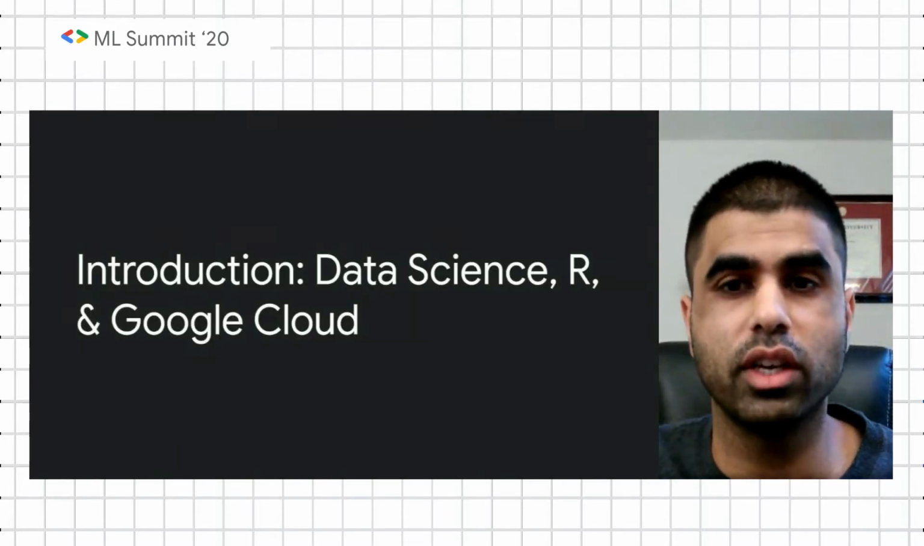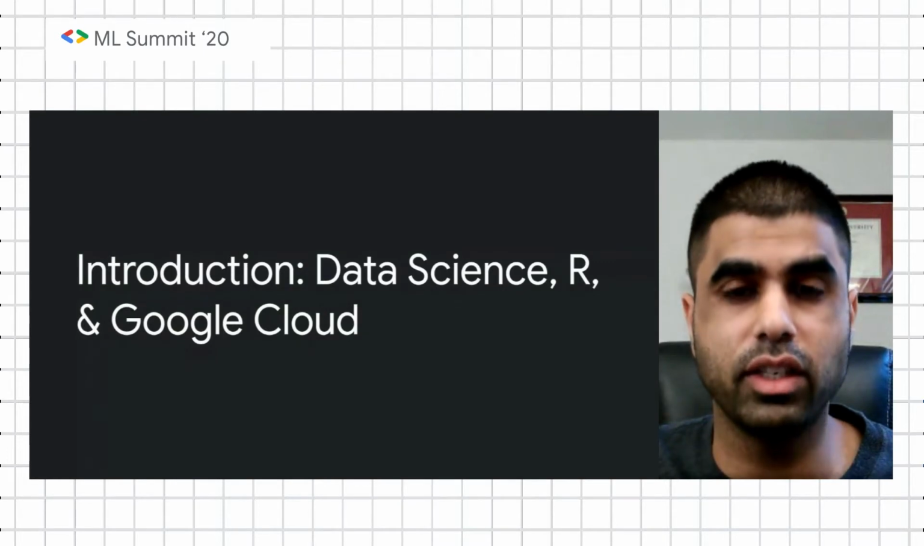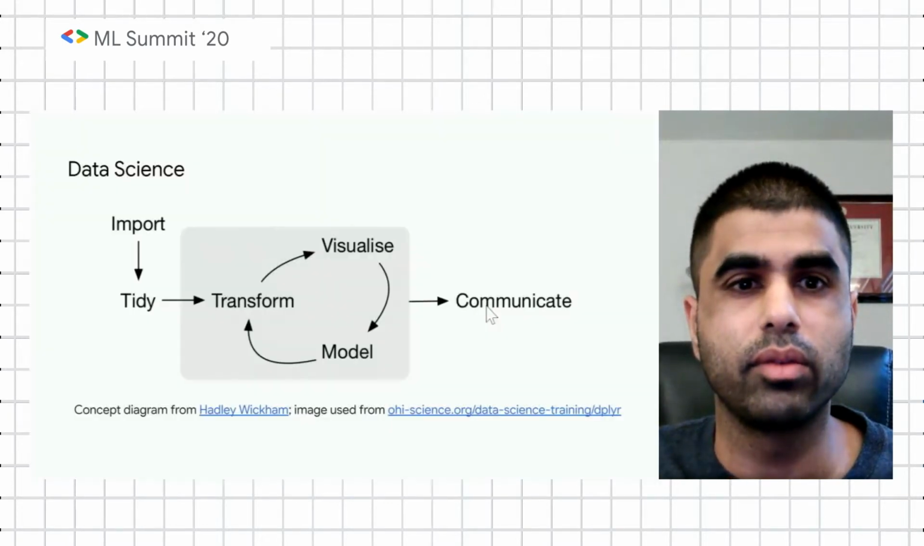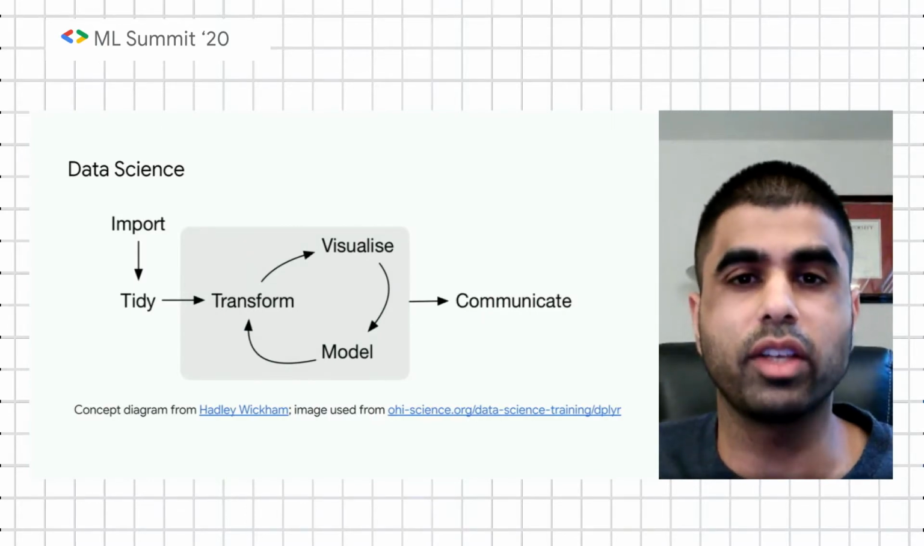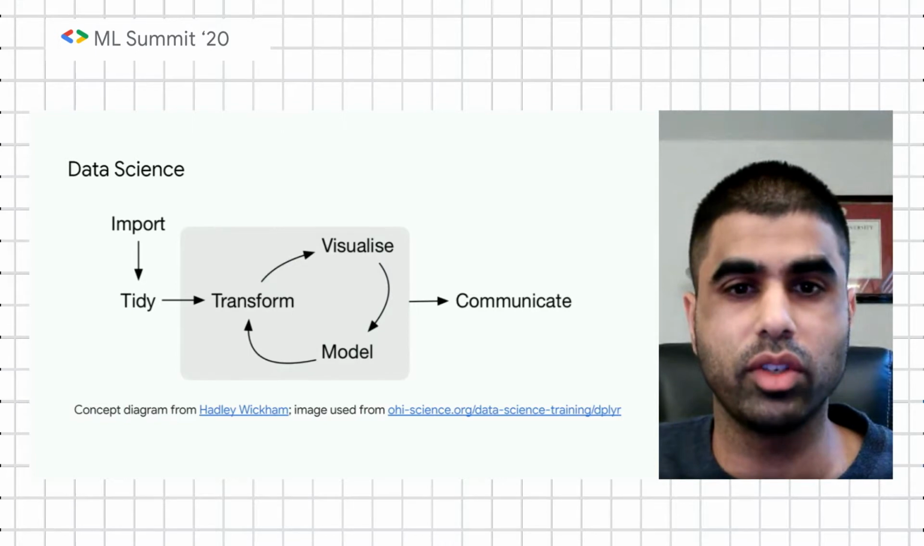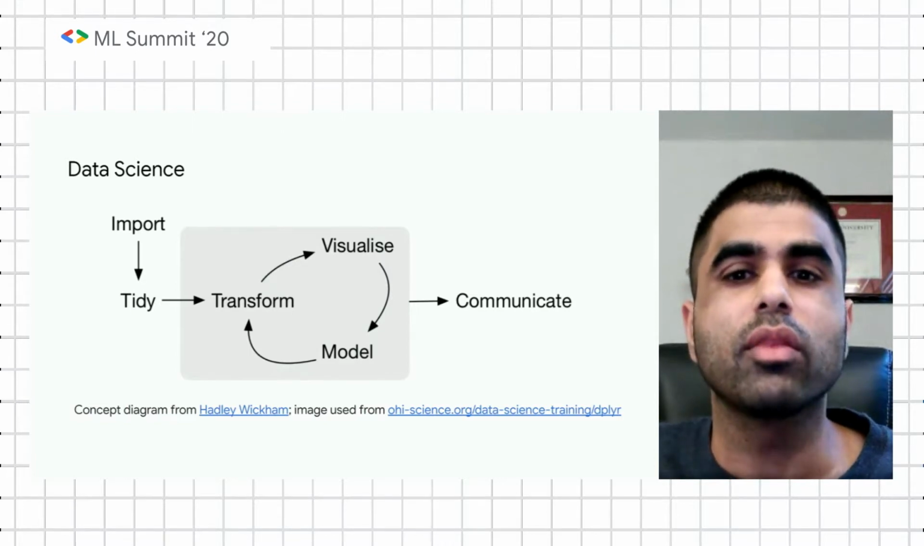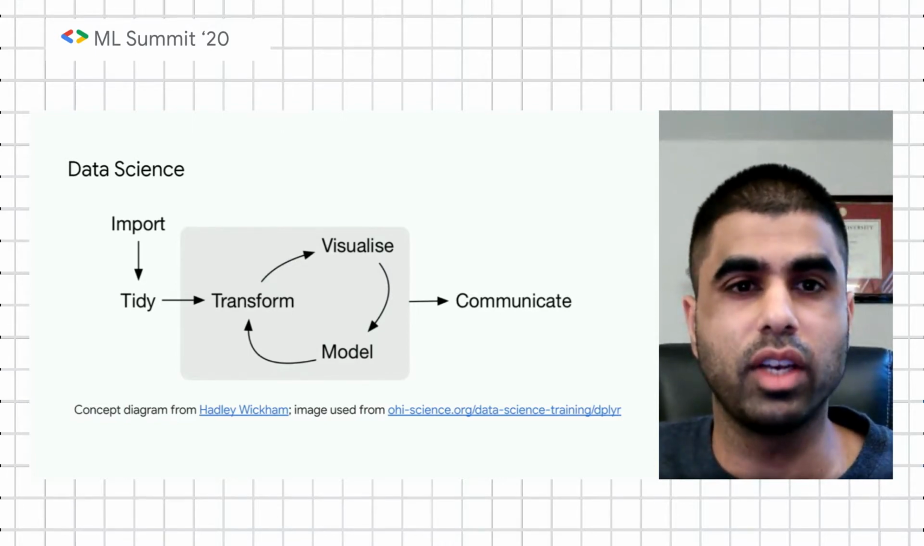So first, let's get an intro. Data science is a term that has been defined by lots of different people in lots of ways. So let's talk a little bit first about how we define that. This is a diagram taken from Hadley Wickham, who's one of the best R developers and data science folks working today. He talks about the different aspects of the data science process.